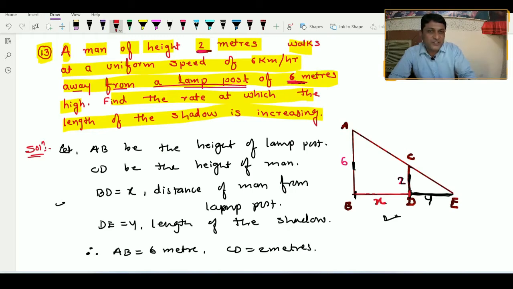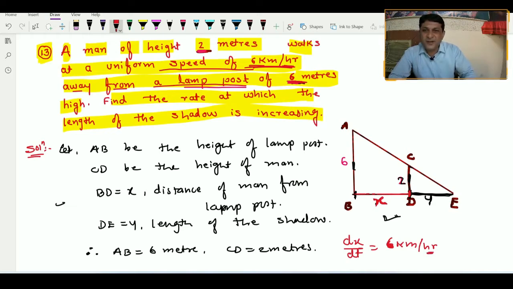And what is its speed? The speed of the man is 6 km per hour. So we can say that the value of X is increasing, dx by dt is equal to 6 km per hour. This is the given condition, meaning X is changing at the rate of 6 km per hour. It is given to us.